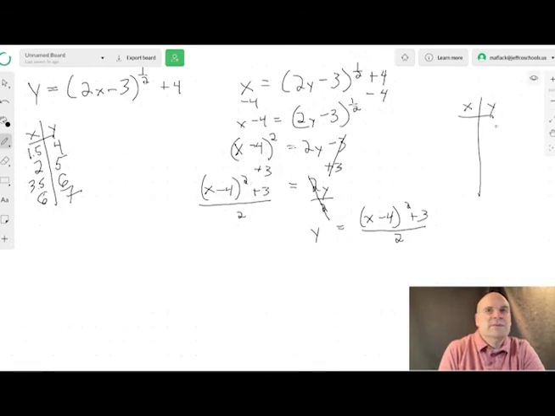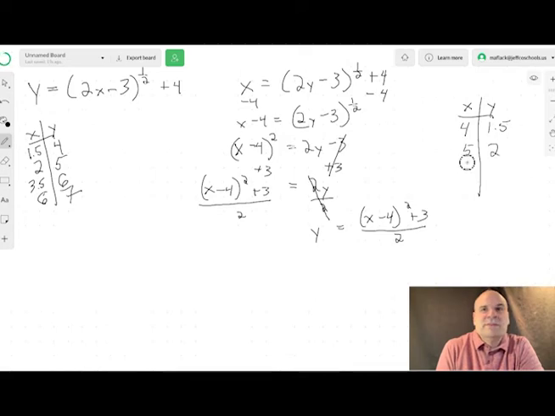Just for the fun of it, let's just swap these and see if it works. Let's see if 4 will give us 1.5. We plug in 4 for x, that is 0, squared is 0, plus 3 divided by 2 is 1.5. That works. Let's do our next one, 5. 5 minus 4 is 1, squared is 1, plus 3 is 4, divided by 2 is 2. So I think this works.